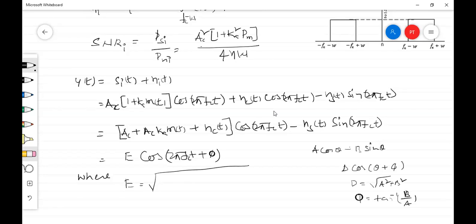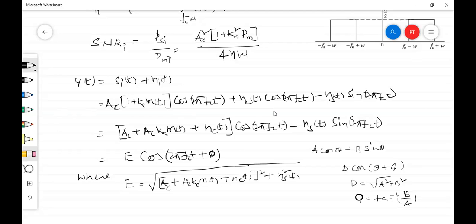Keeping this in mind, you can write E equal to the square root of the sum of squares of A and B. That is, AC plus AC KA into M of t plus NC of t, whole square, plus NS of t square. And anyway, the angle is immaterial to us, because the output of an envelope detector is proportional to the envelope of the input signal. It is not connected to the phase of the input signal, so that's why I'm not writing it here.